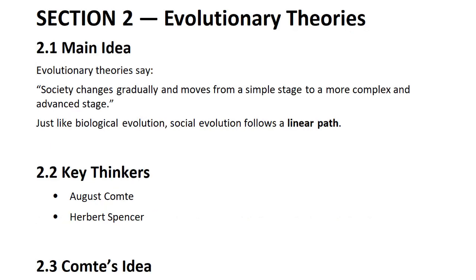Let us go into evolutionary theories. The main idea behind evolutionary theory is that society changes gradually and moves from a simple stage to a more complex and advanced stage. Just like biological evolution, social evolution follows a linear path. The key thinkers of evolutionary theories were Auguste Comte and Herbert Spencer.